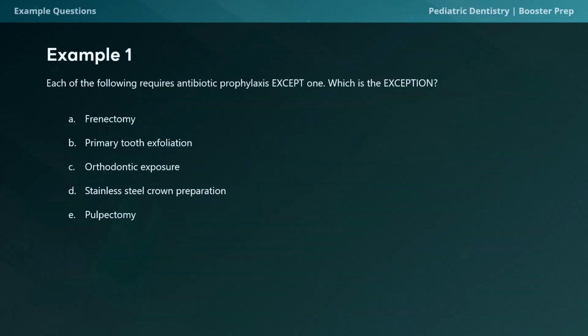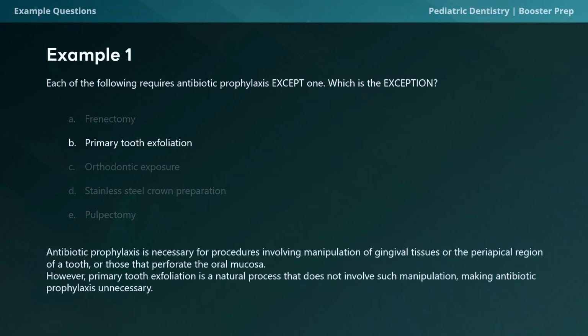Let's go into some example questions. Example one: each of the following requires antibiotic prophylaxis except one, which is the exception? Feel free to pause and think about this question. The correct answer to this question is option B, primary tooth exfoliation. Antibiotic prophylaxis is necessary for procedures involving manipulation of the gingival tissues or periapical region, or those that perforate the mucosa.